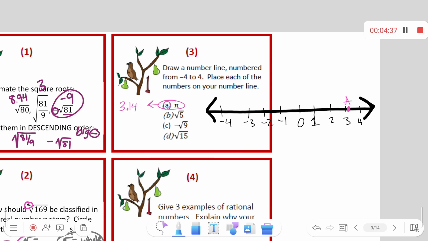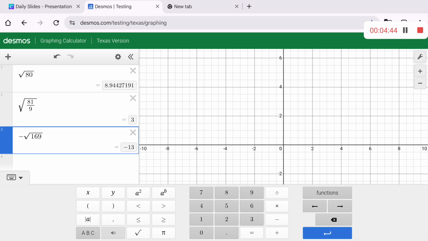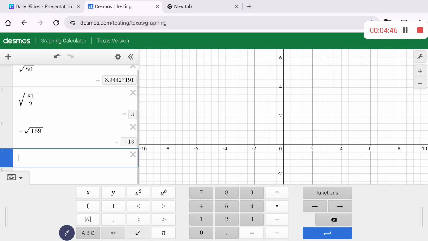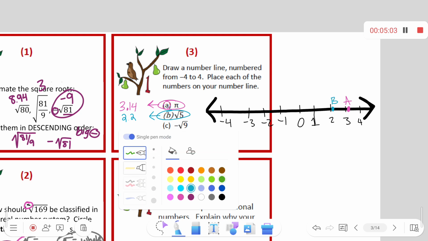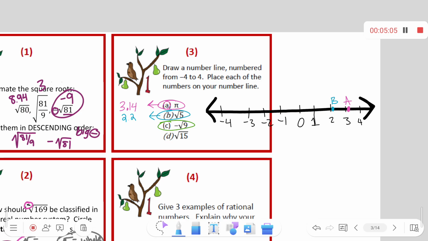Then letter B was the square root of 5. So I go to Desmos to type in the square root of 5. Desmos says the square root of 5 is about 2.236 and so on. Rounding to the nearest tenth, that's about 2.2. So I need to be a little bit above the 2, but closer to 2 than 3. That's letter B. Letter C, negative square root of 9.